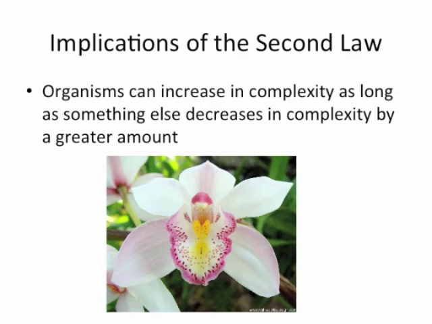The implications of this are that organisms can only increase their complexity as long as something else decreases in complexity by a greater amount. So this flower, this orchid, has beautiful complexity and symmetry to it. But at the same time, in order to get to this, it had to break down sugar molecules. It had to probably release a lot of heat. There was an associated increase in disorder.